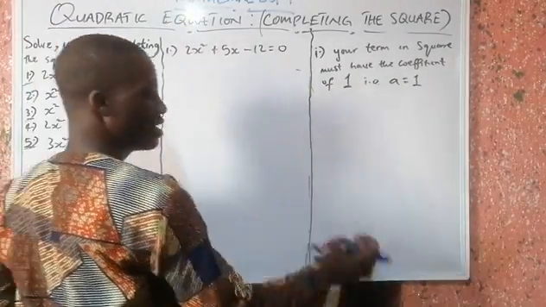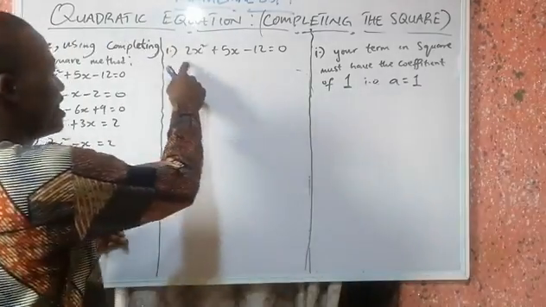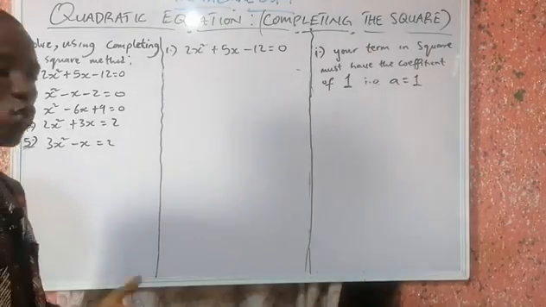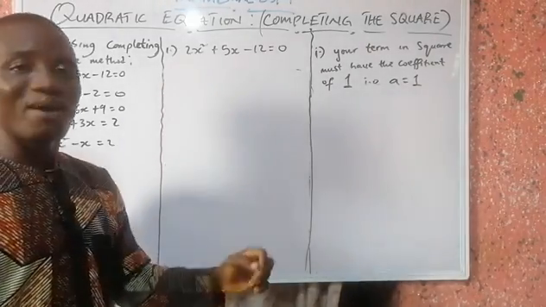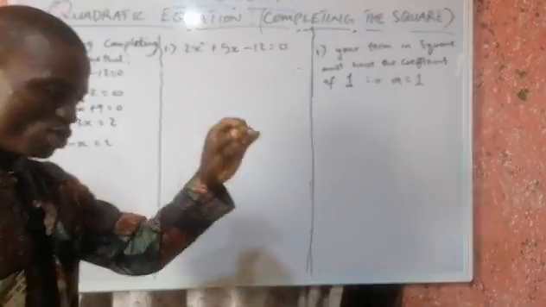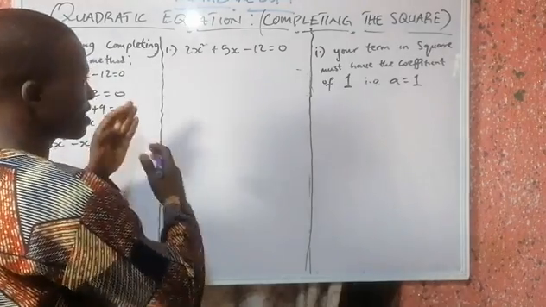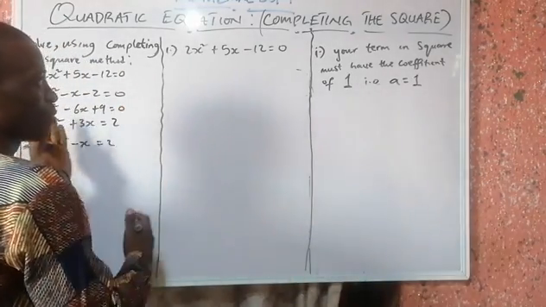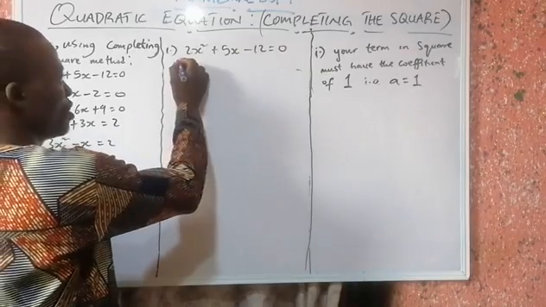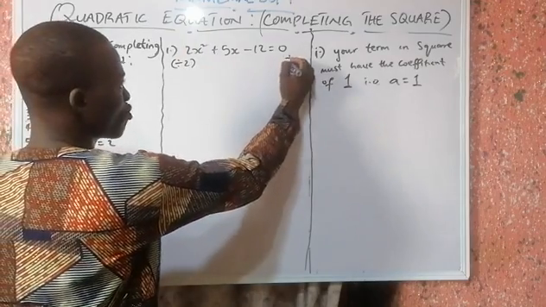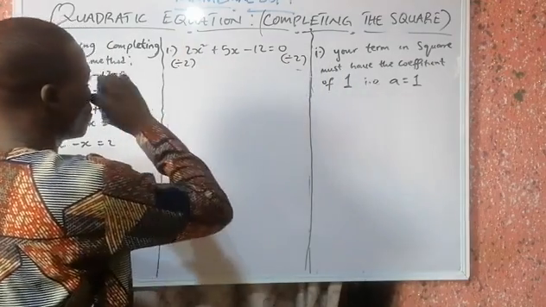So the number that we have as a here is 2. And how can we make 2 in this situation to be 1? We can only make it 1 by dividing it by 2. So 2 divided by 2 will give me 1. And in mathematics, you know that what is done to this side must be done to the rest of the side. So here I will say I'm dividing all through by 2 because of this 2 and I want to make it 1.